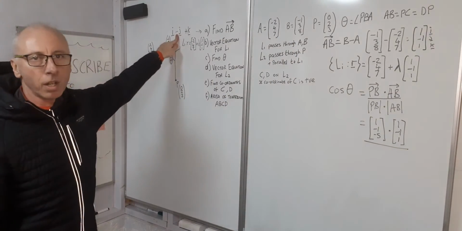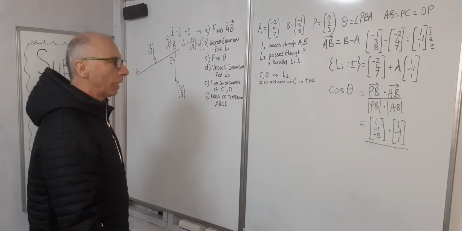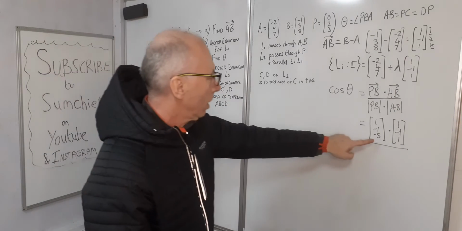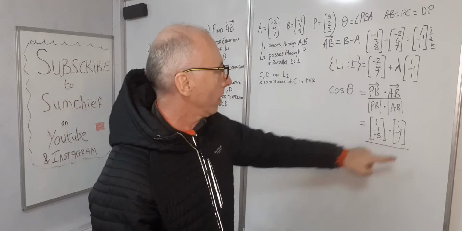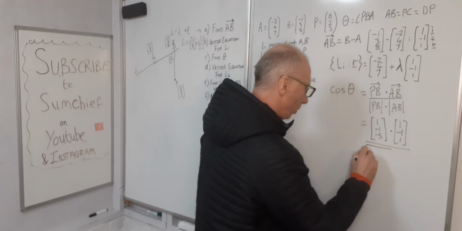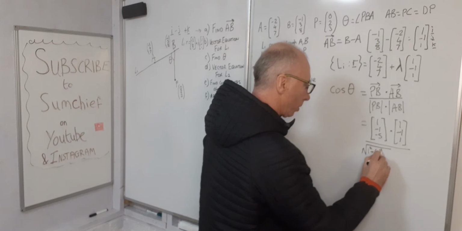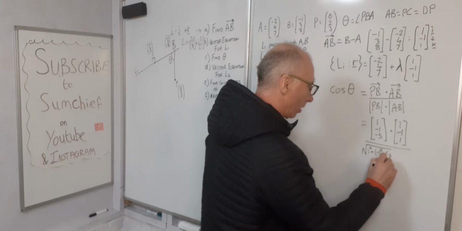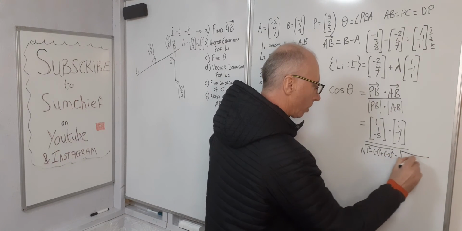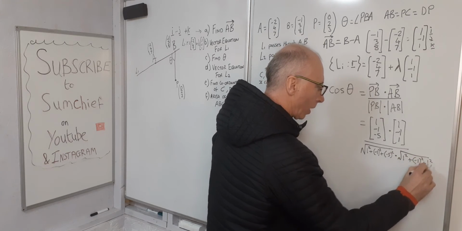Okay, don't miss the minus sign in there, very easily missed. So the absolute value of PB, and the absolute value of AB as well. What we do for that is square root of 1 squared plus (minus 1) squared plus (minus 5) squared, and then multiply that by the square root of 1 squared plus (minus 1) squared plus 1 squared.